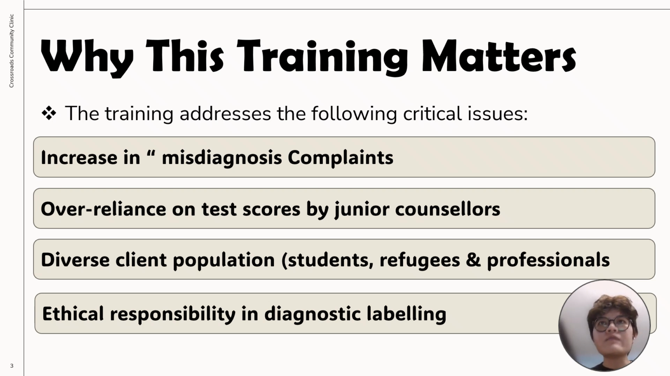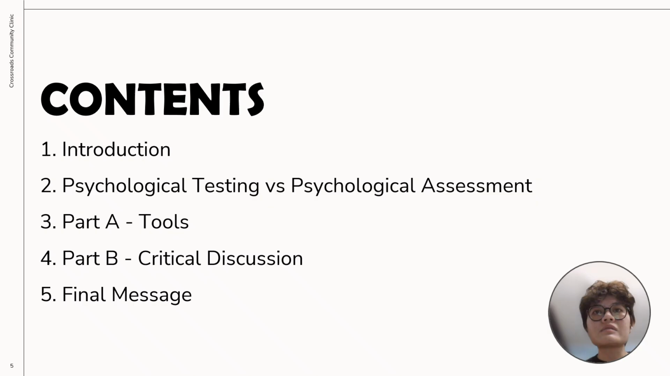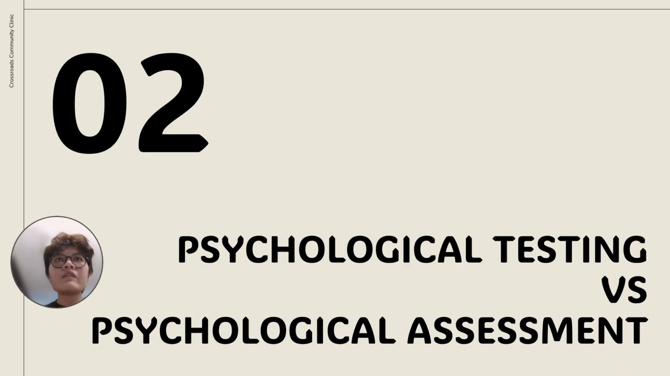Psychological assessments are powerful tools, but they carry significant ethical weight. A number of scores can influence treatment decisions, client identity, institutional reports, and even insurance claims. Our responsibility is not just to administer the test correctly, but to interpret it wisely. The core message for today's session is: a test score is one piece of a much larger human puzzle. The contents today will be Part A, psychological testing versus psychological assessment; Part B, critical discussion; and a final message for everyone. Before we discuss specific tools, we must clarify terminology.